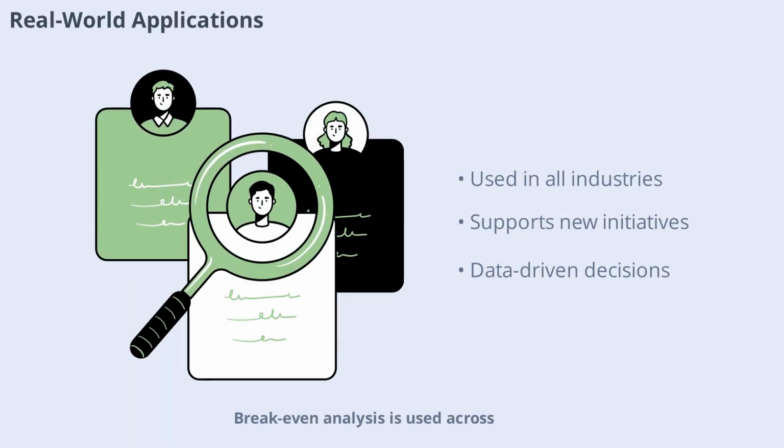Break-even analysis is used across industries, from retail to manufacturing to services. For example, a restaurant might use it to decide whether to add a new menu item, while a tech startup might use it to evaluate a new app feature. By applying break-even analysis, businesses can make data-driven decisions that improve their chances of success. Next, let's discuss some limitations of break-even analysis.